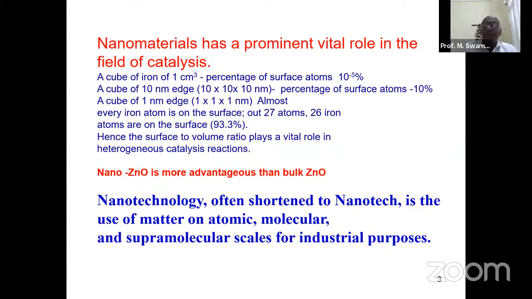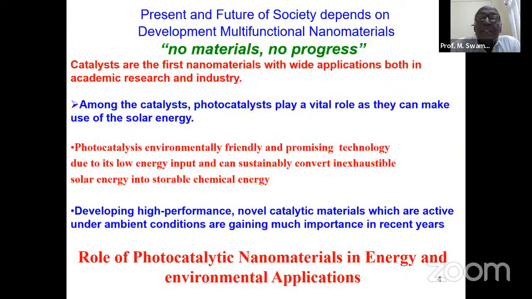And that is why nano zinc oxide is more advantageous than bulk zinc oxide. So nanotechnology today, at ANKURAN 2023, the theme is nanotechnology and its applications. And what is nanotechnology? Basically using these nanomaterials for industrial purposes. So the present and the future of society depends on the development of multifunctional nanomaterials. Nanomaterials have a lot of applications, and they are multifunctional. And basically, as Dr. Guru Prasad pointed out, it is an interdisciplinary subject. So when there is no material, no progress.